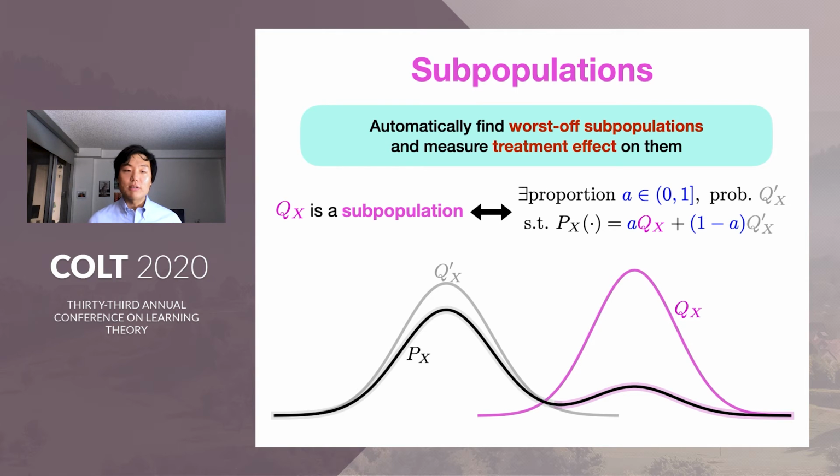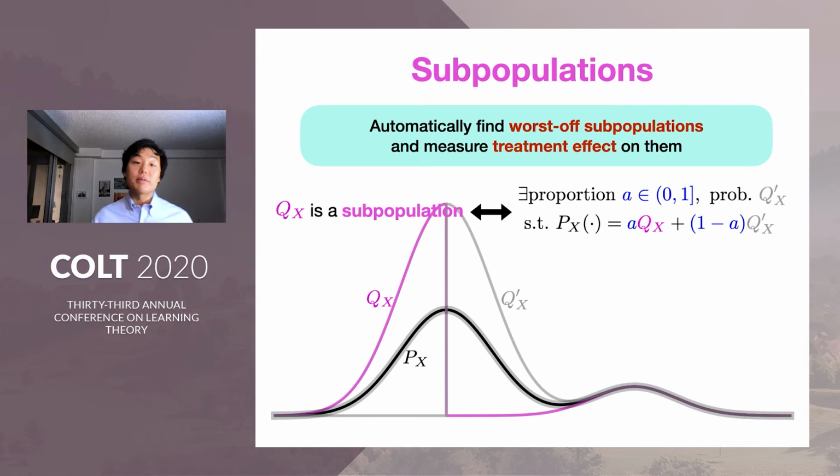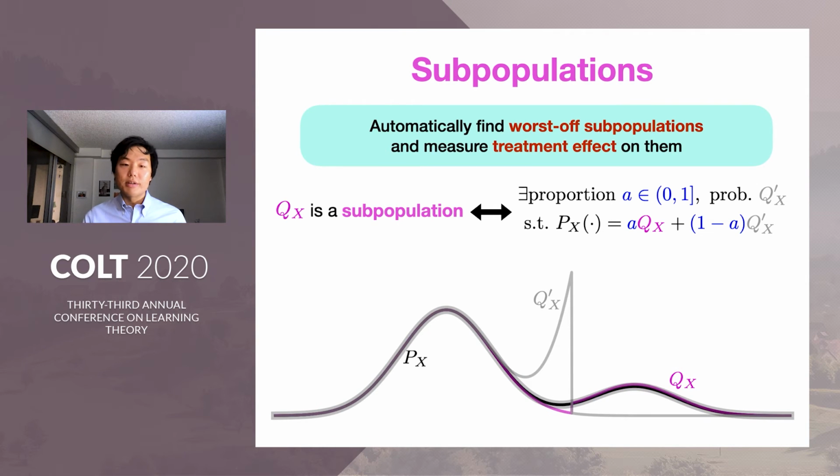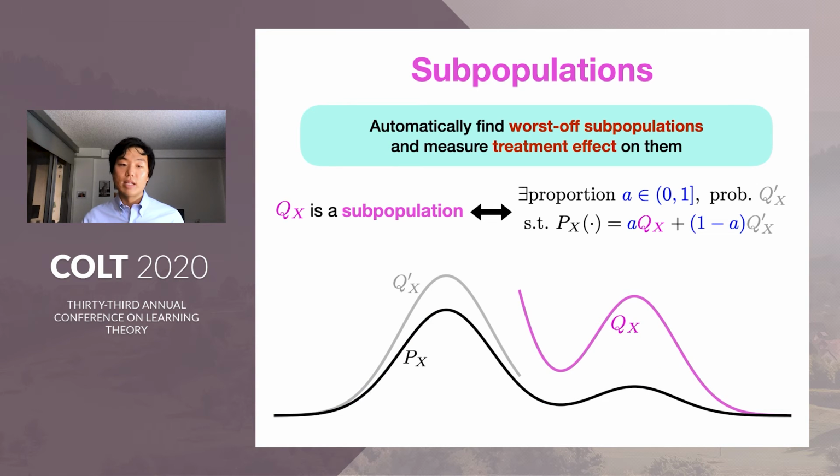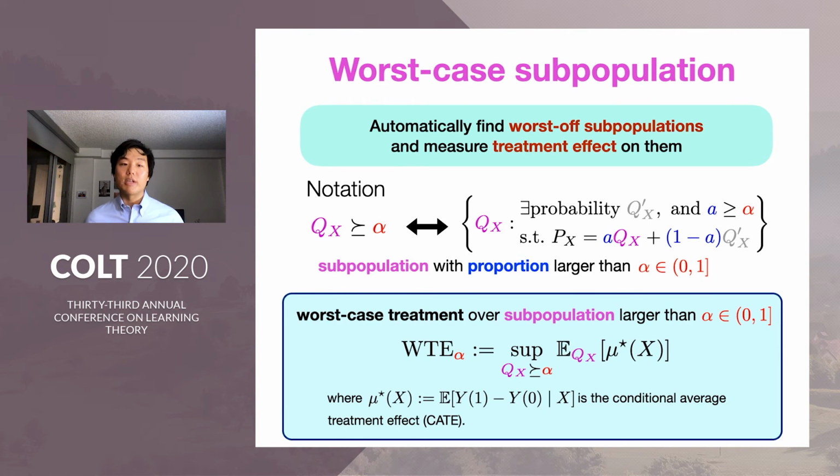So here, this purple curve is a subpopulation in the sense that if you mix this gray curve with this purple curve, according to the demographic proportion equal to 20%, then you exactly recover the underlying data generating distribution, here depicted in black. So pictorially, here's another example of a subpopulation. Here's another funny looking one. And here's another one. So we're going to consider a whole bunch of different subpopulations.